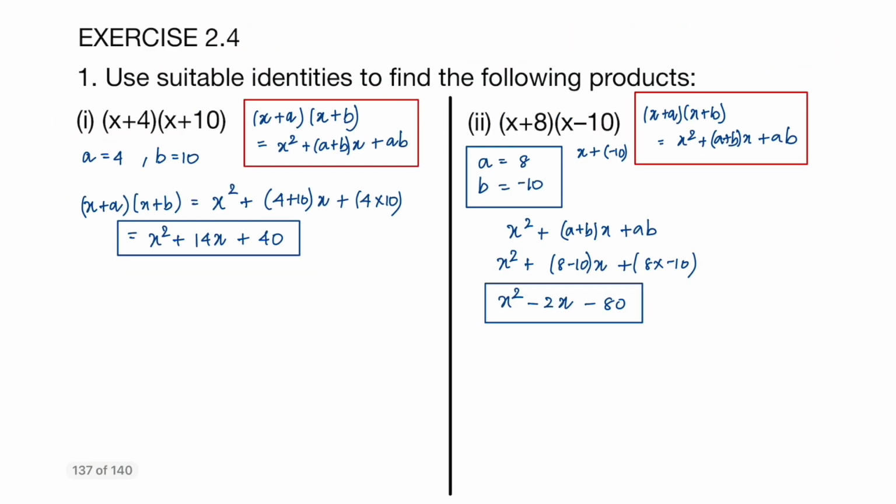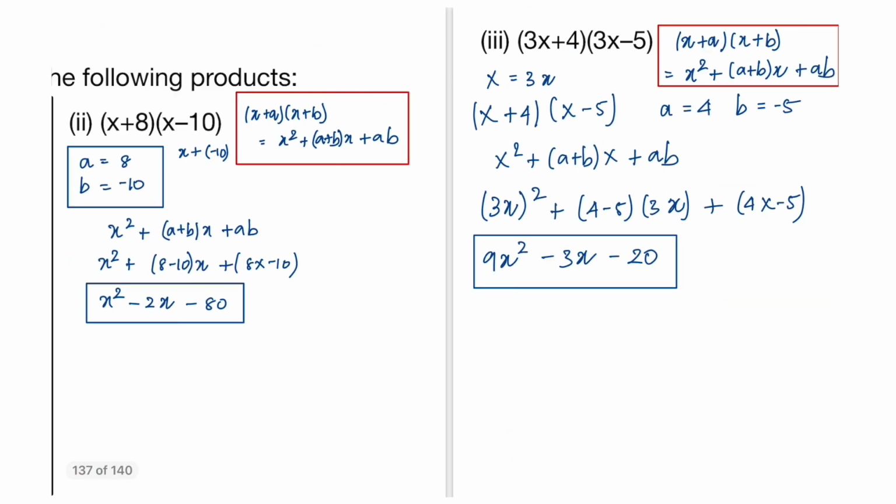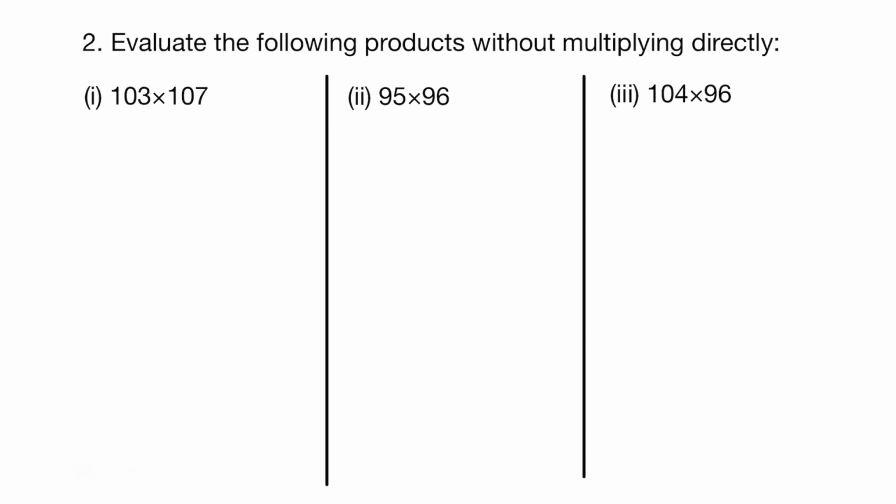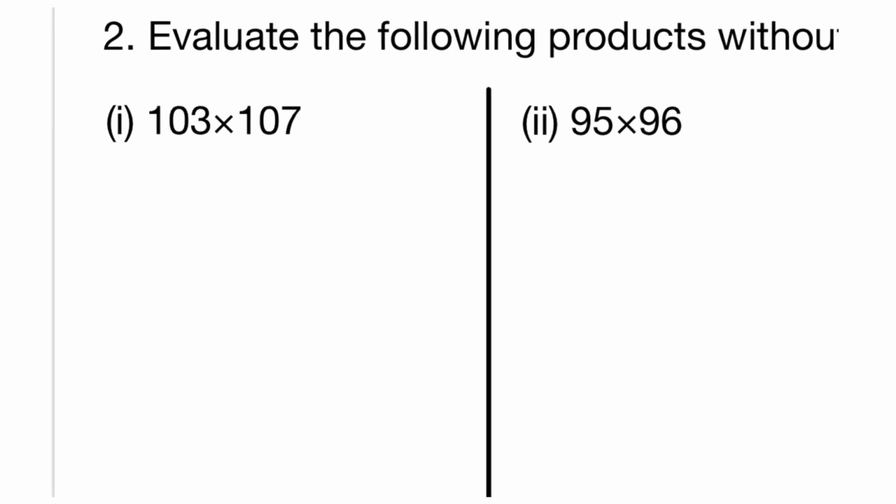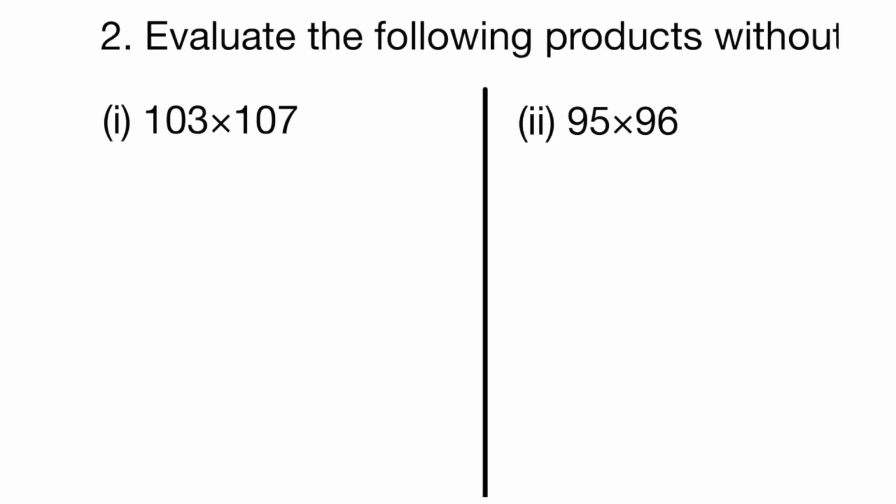So we have solved 5 subdivisions, and with this we are ending the first question. Moving on to the second question, you are going to evaluate the products. You are going to evaluate the multiplication of these 3 subdivisions without directly multiplying. In the sense, you are going to use the identities to solve this.